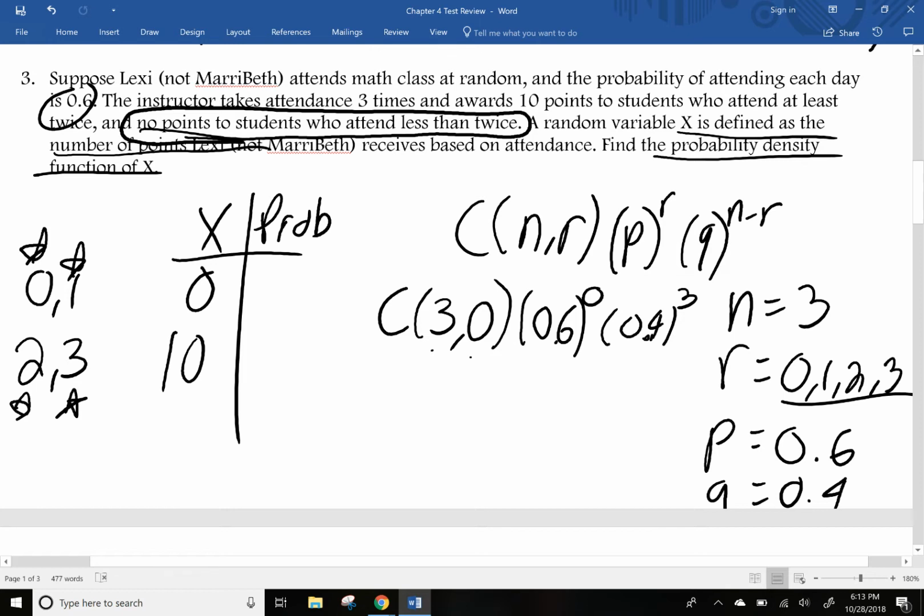So calculate that. And that's our total for the probability for Lexi going to class 0 times. I'm going to go ahead and do that. So give me a second. I haven't got my calculator. I don't have it on the screen. I tried really, really hard to get it on the screen, but I couldn't. So it is what it is.